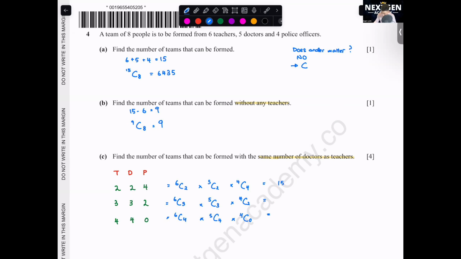The first one, you will get 150. Second one, you get 1,200. Third one, you get 75. You add it all up together. 150 plus 1,200 plus 75, and you'll get 1,425.